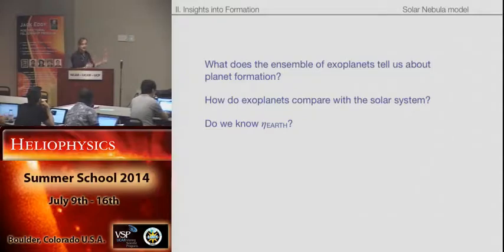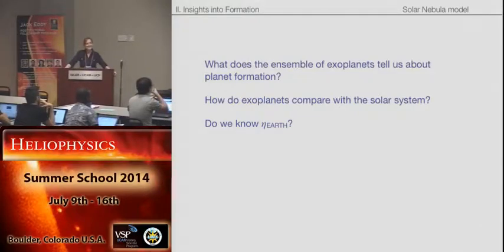What does the ensemble of hundreds of exoplanets tell us about planet formation? How do exoplanets compare with our solar system? And then a question, do you think we know eta sub Earth, the frequency of Earth-like planets? Anyone want to volunteer answers to any of these questions?